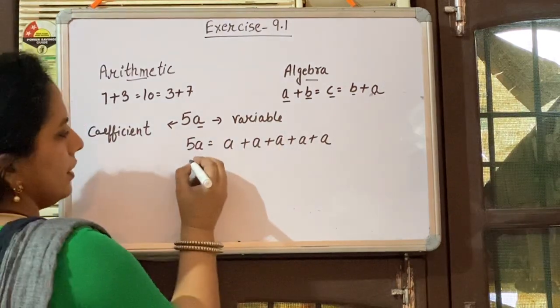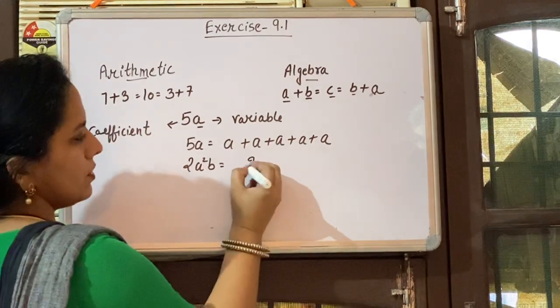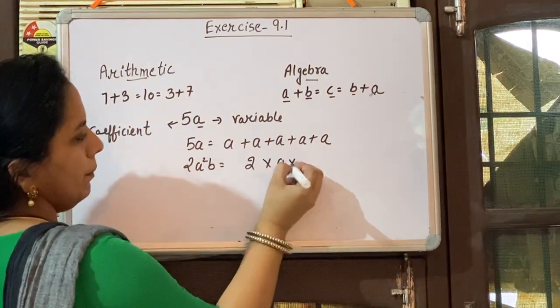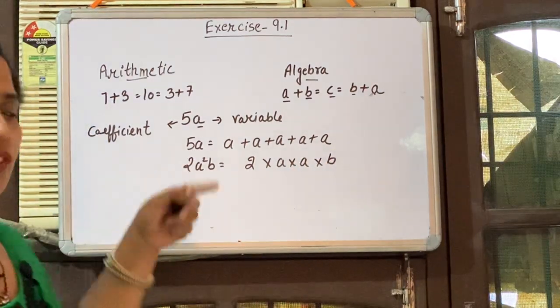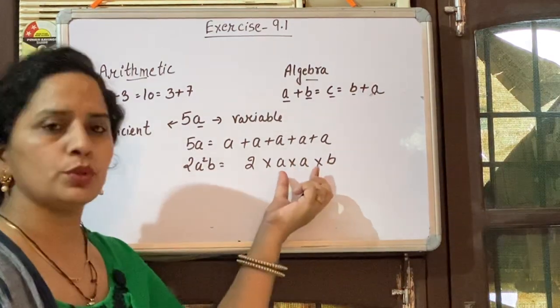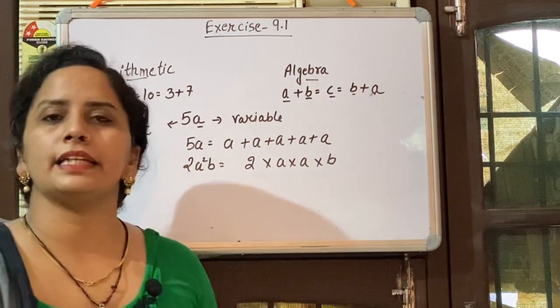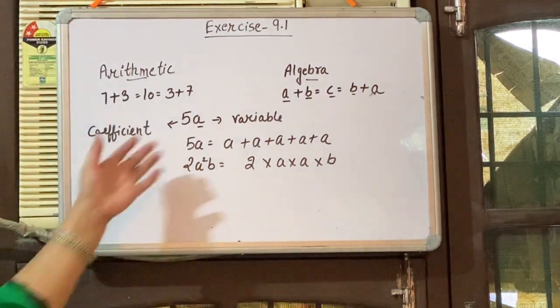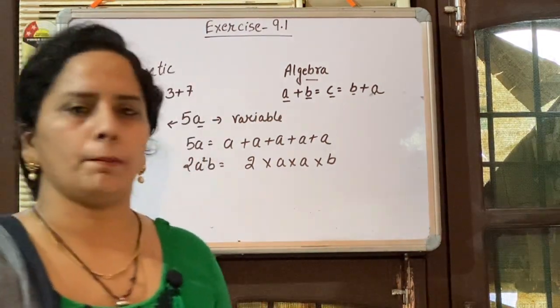If we take another number 2a square b, that means 2a multiply b. Here power of a is 2, that means a 2 times and a coefficient and another variable, that is b. So these are the letters to represent a number.